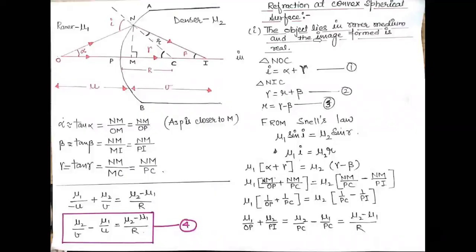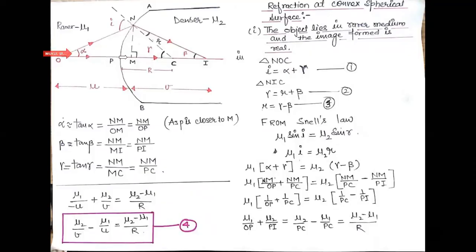Suppose it is at O, and the refractive index of the denser medium is taken as mu2. The ray coming from the object O is incident on this spherical surface whose refractive index is mu2, and this ray makes an angle i with the normal. This ray also makes an angle alpha with the principal axis. This is OPCI.